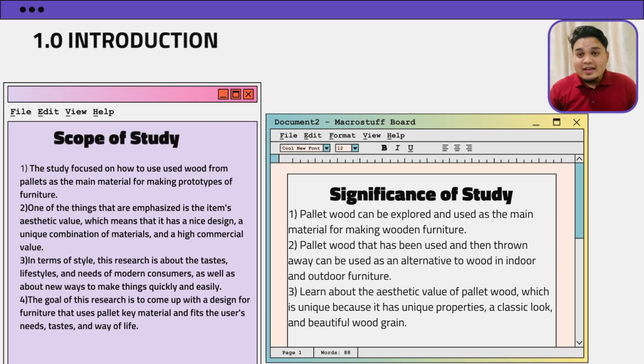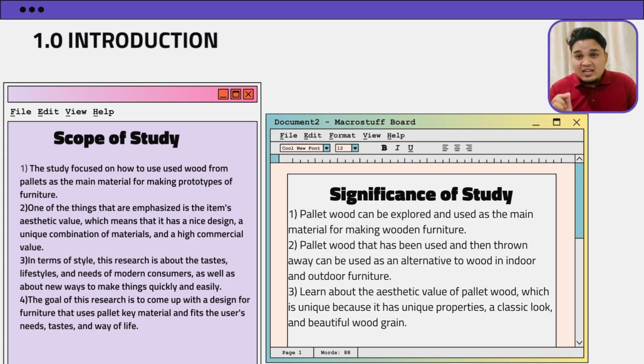Okay, thank you and hi everyone. I will continue this presentation and I will present about the scope of this study. For the scope of study, we focus on how to use wood from pellet as the main material for making prototype of furniture.